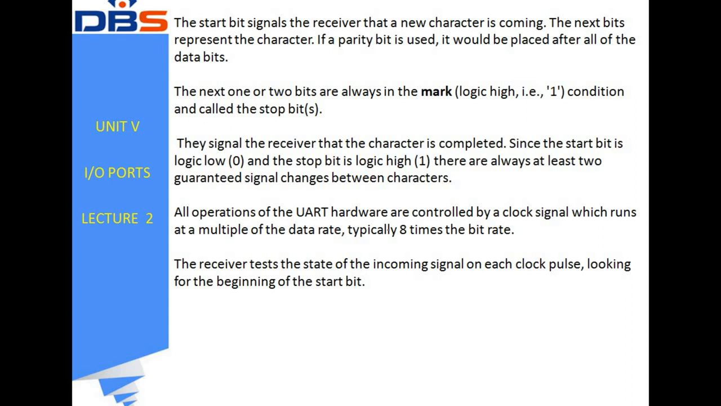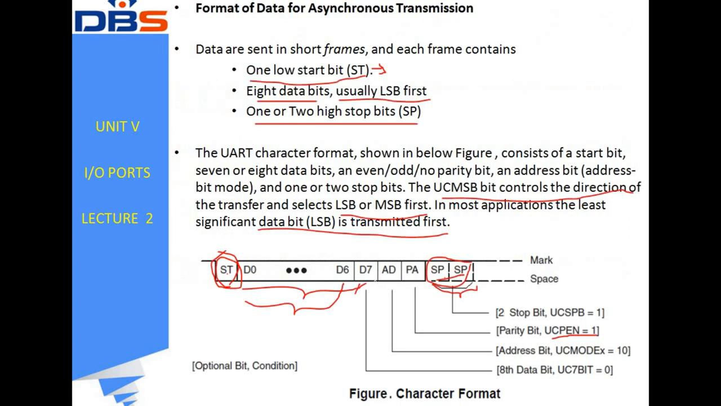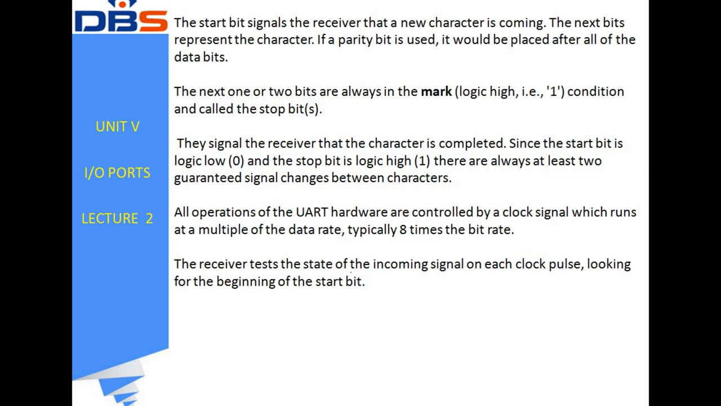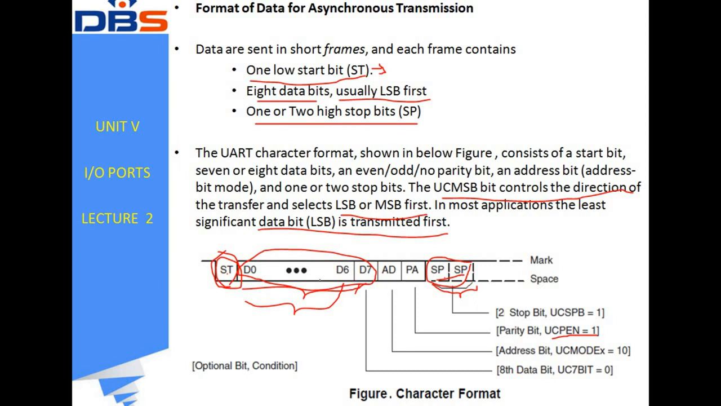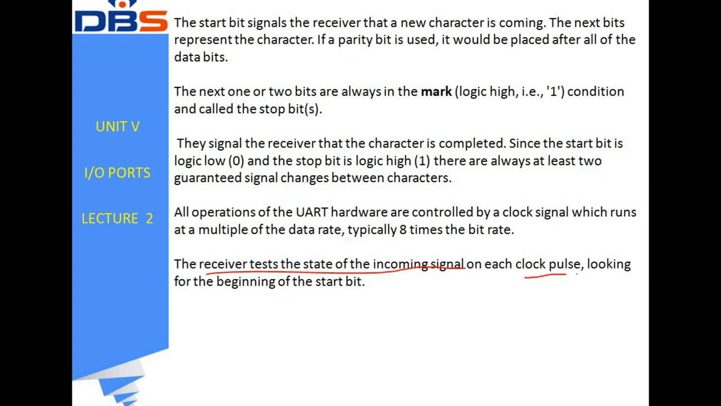All the operations of the UART hardware are controlled by a clock signal which runs at a multiple of the data rate, typically 8 times the bit rate. As I have told you, mostly 8 bits of data are transmitted. The receiver tests the state of the incoming signal on each clock pulse, looking for the beginning of the start bit. So the receiver tests the state of the incoming signal, that means whether there is a stop signal or a start signal, depending upon the clock pulse.